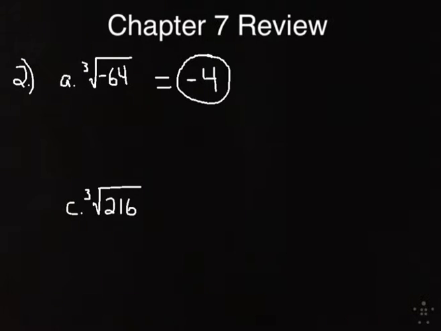Moving on to part C, it says the cube root of 216. So what number times itself 3 times gives you 216? And you should know this one by now, and it is 6. 6 times 6 times 6 is 216. You probably should know your square roots and cube roots up to at least 10, perhaps 12. All right, so this is questions 2A and 2C.